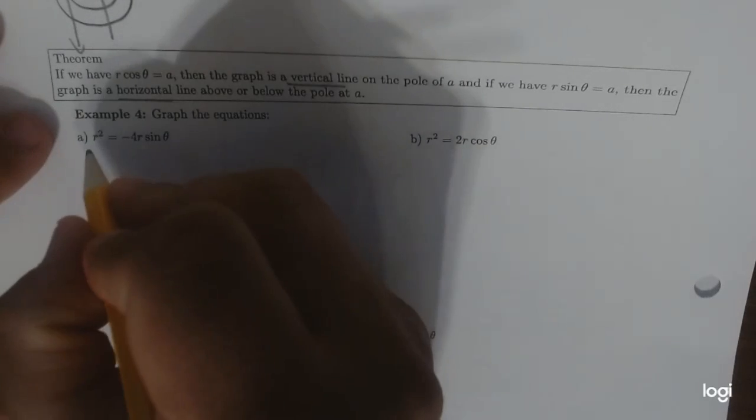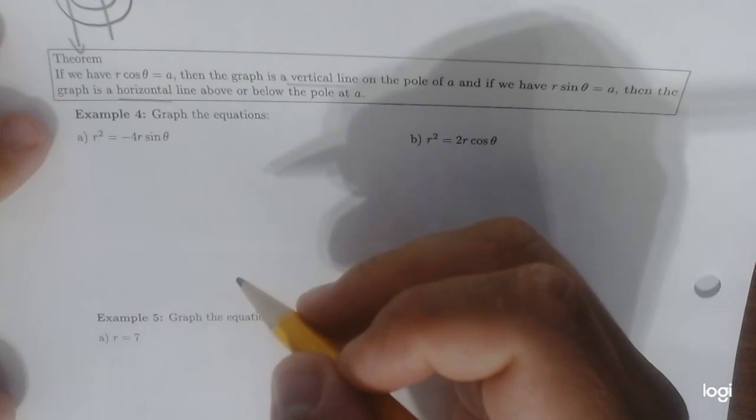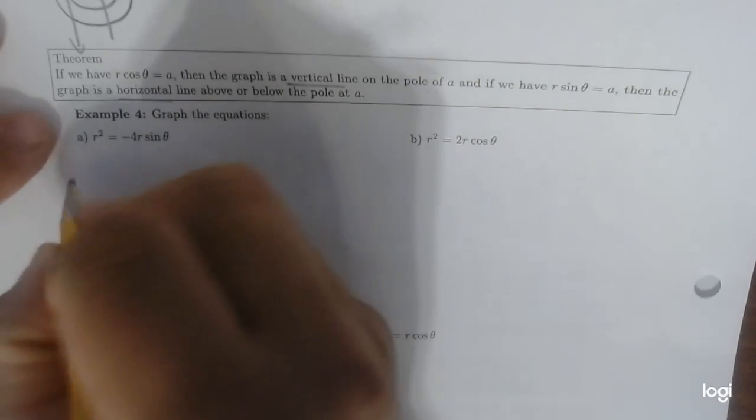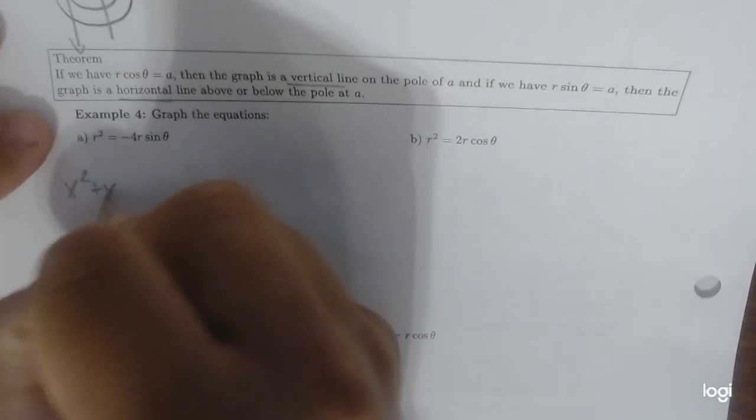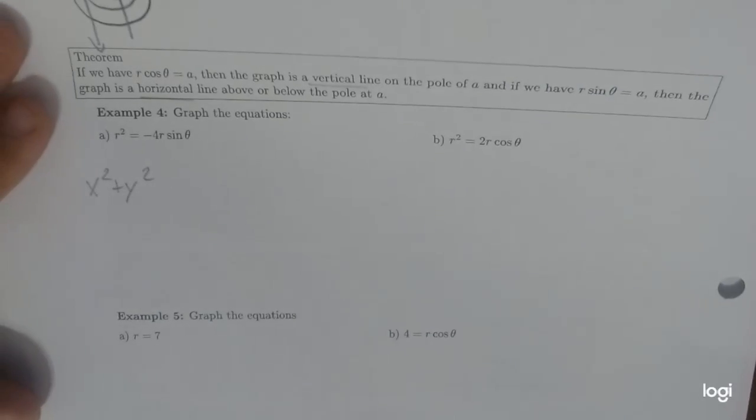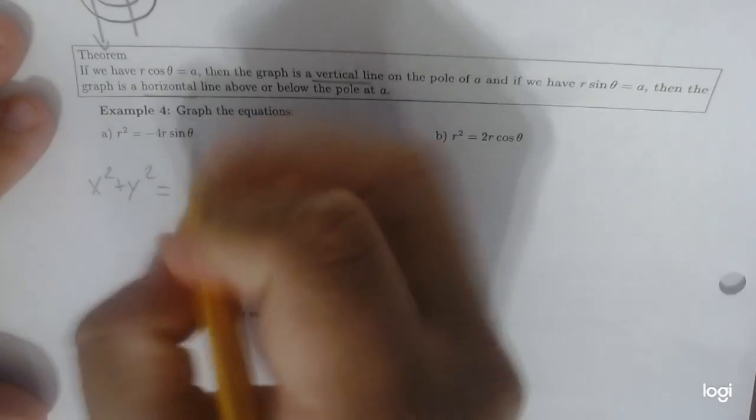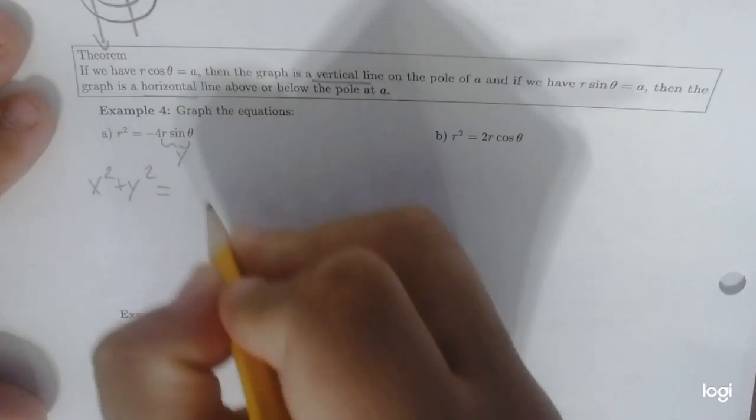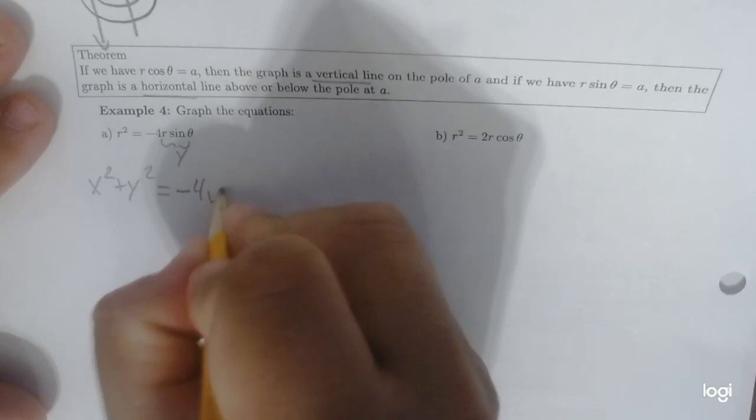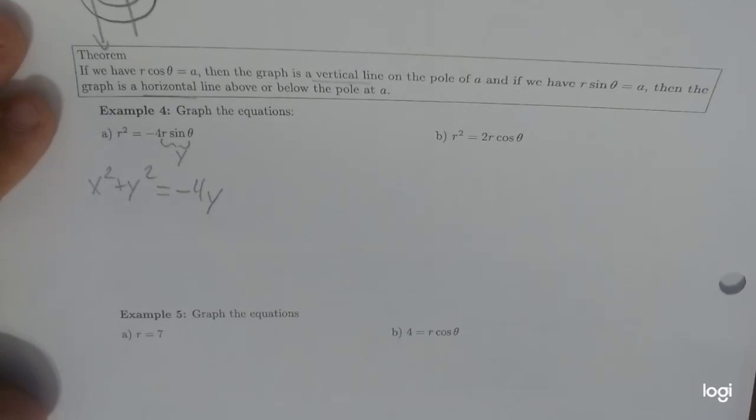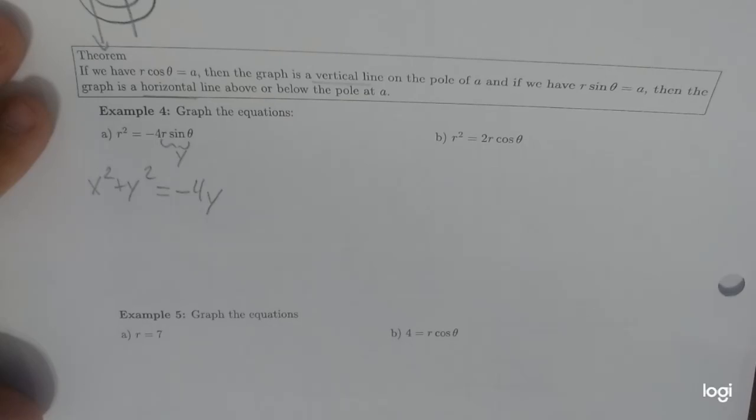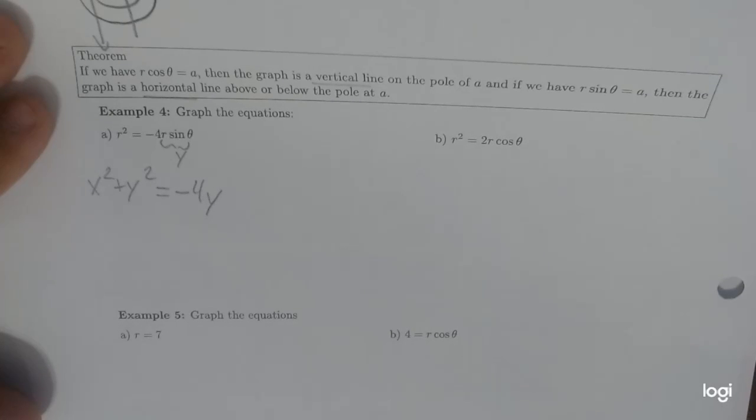So for example 1, it says r squared equals negative 4 sine theta, right? Now I said earlier, r squared is x squared plus y squared, just going back a section. So this is equal to, and we know this whole thing is y, negative 4y. That's it. So this is what I mean by be done. We're not completely graphing it. You can leave it just like that, and we'll be done. Okay, and we can keep going.